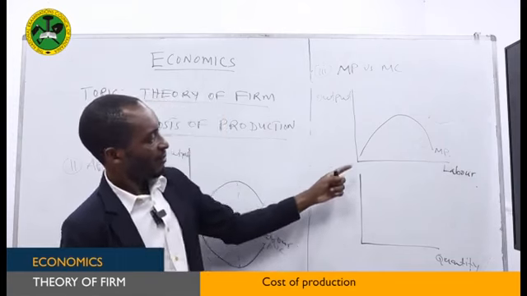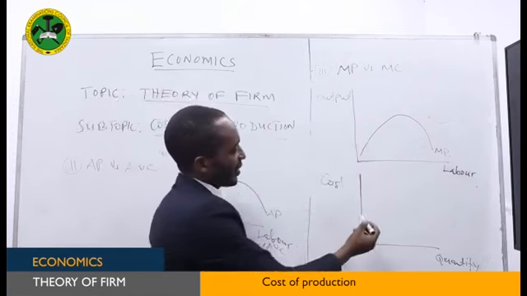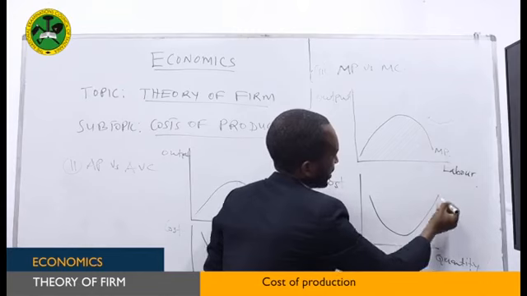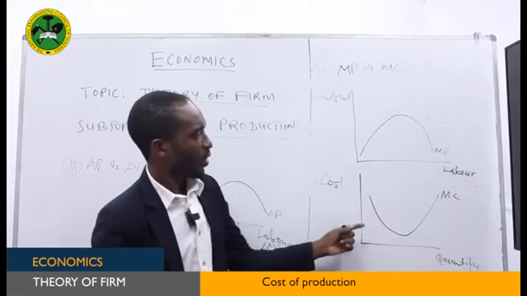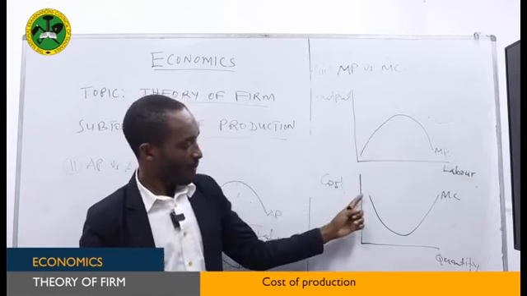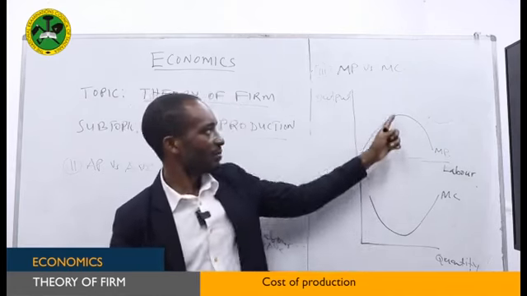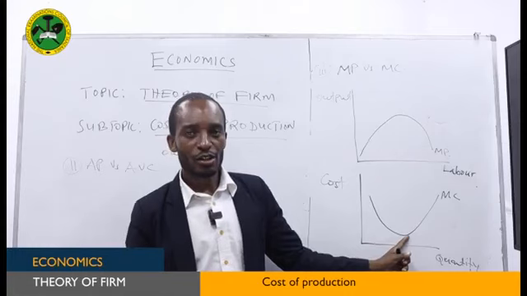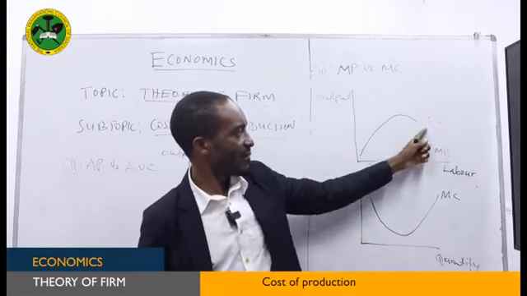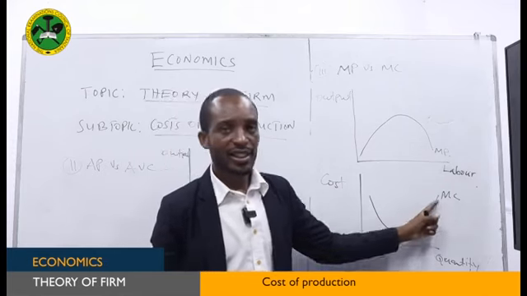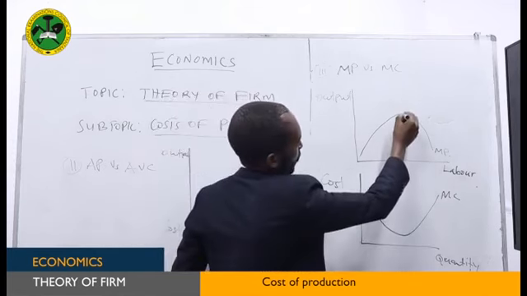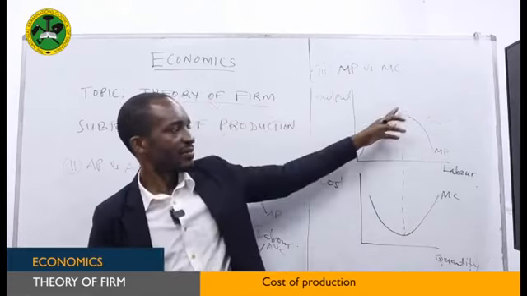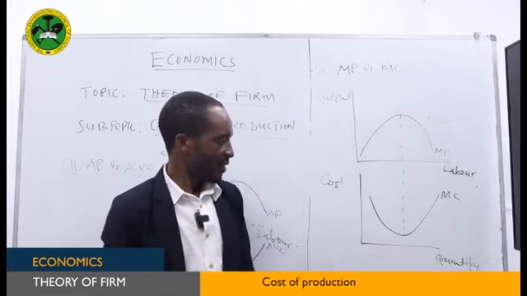So when the marginal product increases, the marginal cost will start to decline, then reach a minimum, then start to increase. So this will be the marginal cost. When marginal product increases, marginal cost declines. When marginal product is at a maximum, the marginal cost is at a minimum. When marginal product is declining, the marginal cost is increasing. We can show it like this. Here is the maximum and here is the minimum.